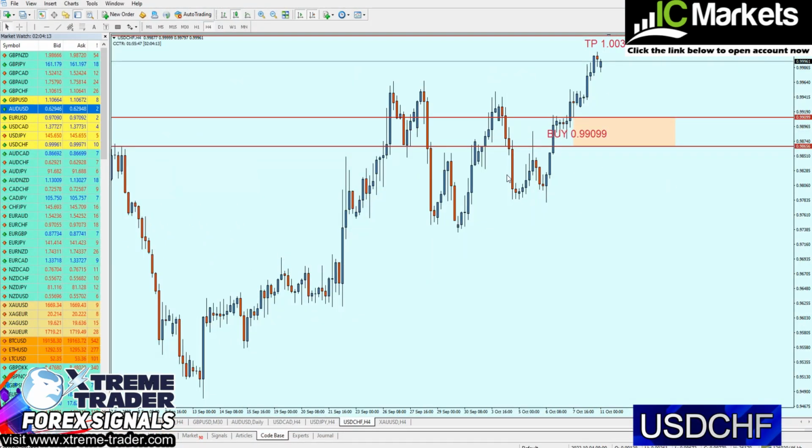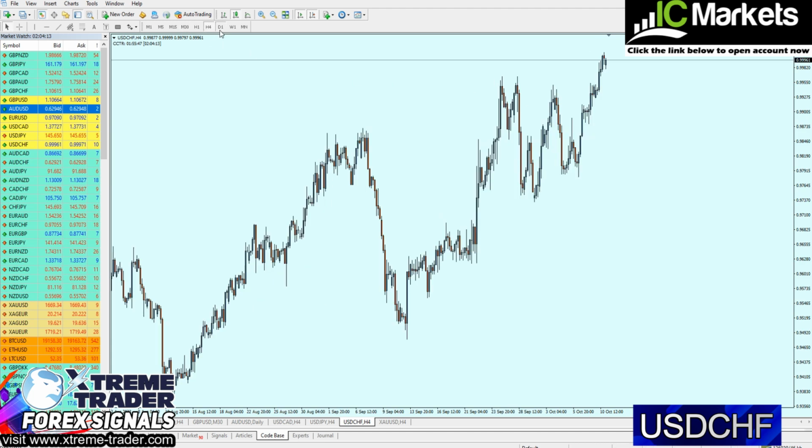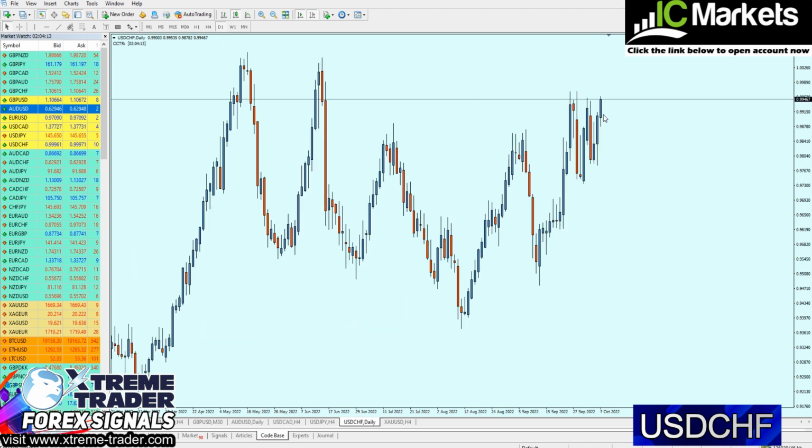Moving now to the next USD pair. Alright, so the USD signal is also going in the right direction, but sadly hasn't been triggered. So let me just delete the old signal and let's see now what we can do next with this pair. In my opinion, the USD is indeed going to continue the rise.